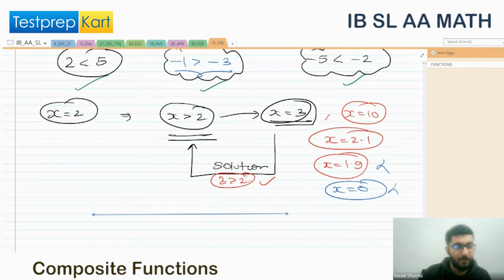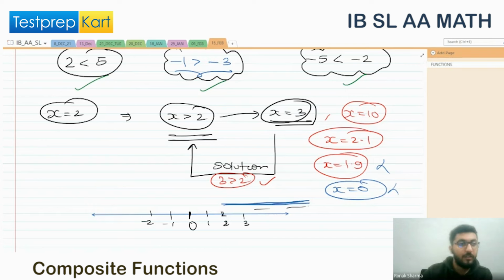I hope you know the real number line, right? We have zero in the middle, then positive numbers going up to infinity, and we have negative numbers here. So all the numbers on the right hand side of 2, because we know that on the right hand side we have the greater numbers, will be considered the solution here. So is x equal to 2 greater than 2?